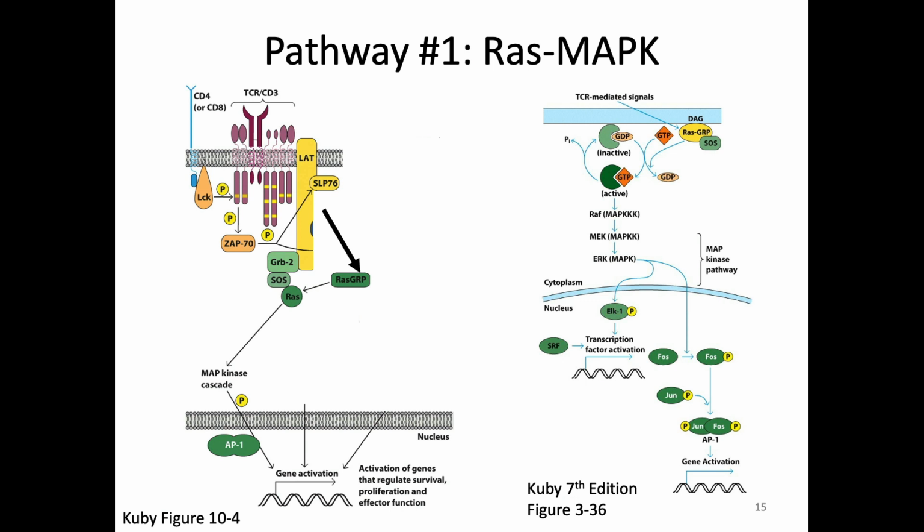So most commonly, the MAPKKK here is called RAF. It's called RAF. The MAPKK is MEK. The MAPK is ERK. And it turns on a transcription factor named FOS. It turns on FOS.